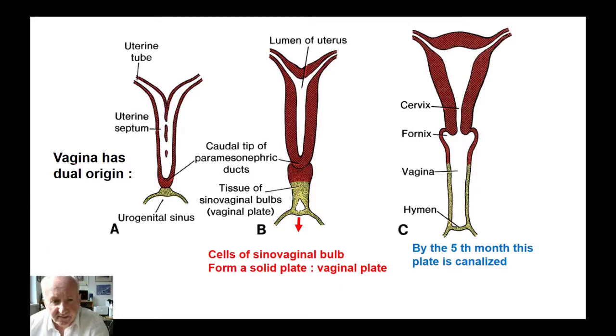So in the vagina, you see here the septum, because this was the left and right Müllerian duct. So the septum will vanish and you will have the cavity of the uterus. Here, the openings of the left and right uterine tubes. Here is the caudal tip of the Müllerian duct. So you see a small piece of the vagina is still from the caudal tip of the Müllerian duct.